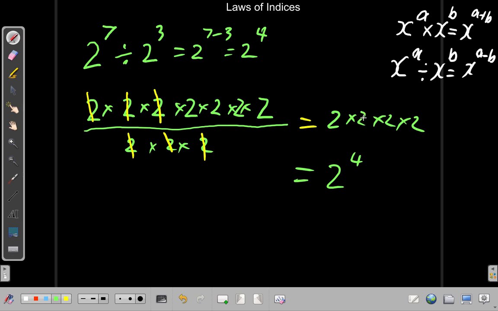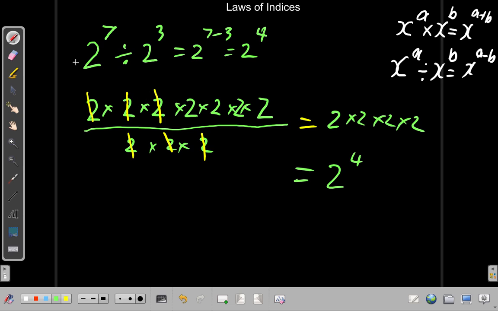So this example is one example of this law. It says you raise a number to an index, and it's divided by the number raised to another index. What you get is just the number raised to the numerator index minus the denominator index. You subtract the indices this time.